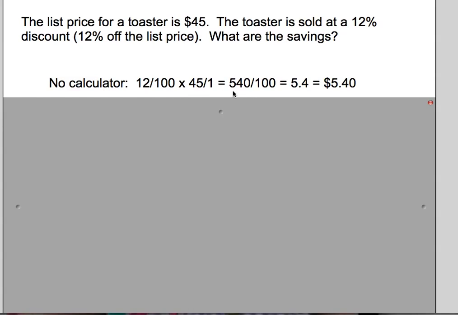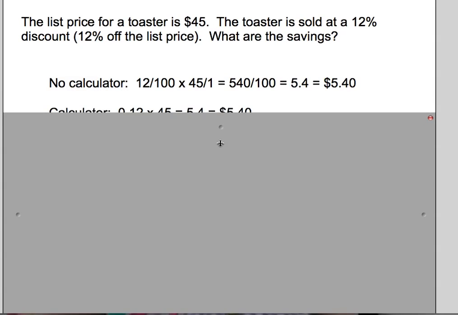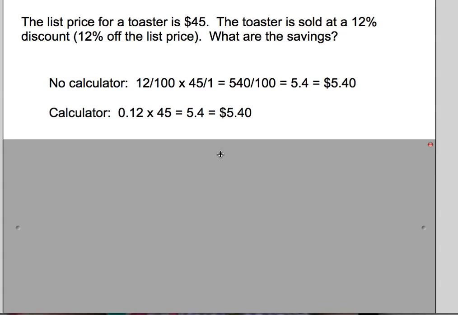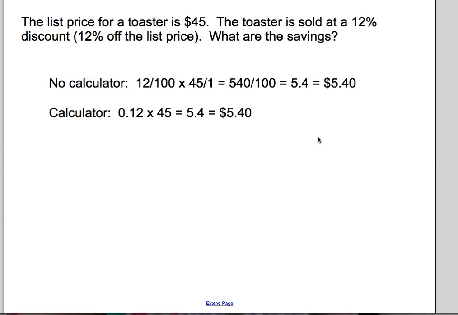All right, so 12 times 45 is 540. 100 times 1 is 100. So you got 540 over 100, or 540 divided by 100. Remember when we're dividing by multiples of 10, really we're moving the decimal point for each one, so you end up with 5.4, which is $5.40. Now, if you are allowed to use a calculator for this problem, you can just think 12% as a decimal, 0.12 times 45. Your display will show 5.4, and we know that that means $5.40.